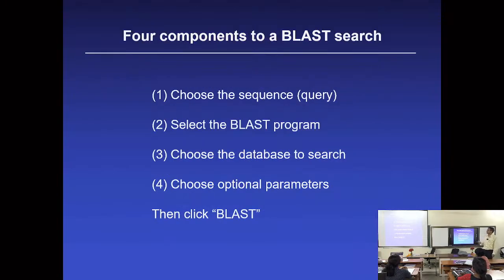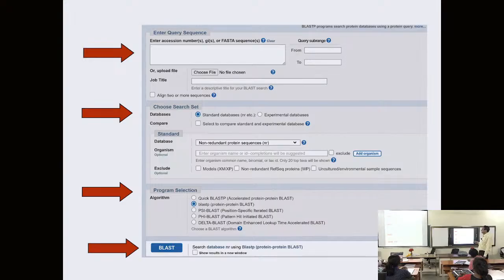So here are the components of BLAST. You have to choose the sequence, your sequence of interest, which is called the query sequence. You will select the BLAST program. You will select the database that you would like to search in, then choose the parameters, then click BLAST. I did all this for you in screenshots. We will not go to a BLAST page at this moment, so that I can go fast.